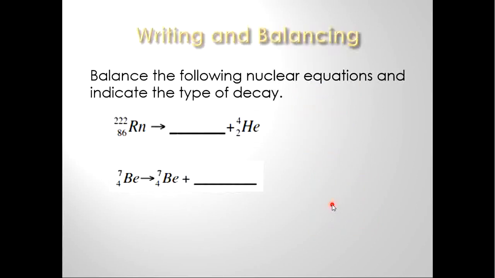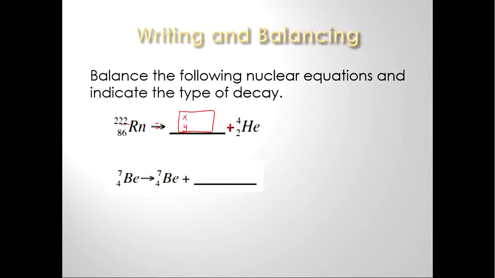So let's take a look at this example. It says balance the following nuclear equations and indicate the type of decay. In order to do this example, here's what you do. We're going to take the top numbers separately from the bottom numbers. The arrow is going to be represented as an equal sign. And if we see a plus, we're going to put a plus in our equation as well. Here, this is our blank. So we'll put the top part as x and the bottom part as y because these are the two things that we need to find.